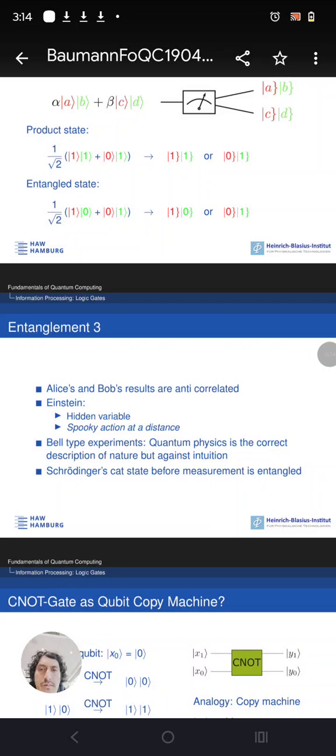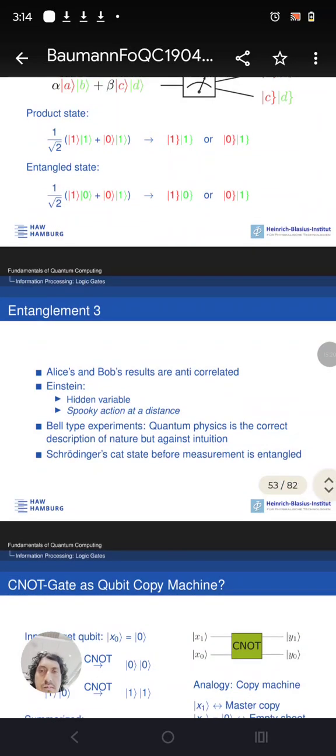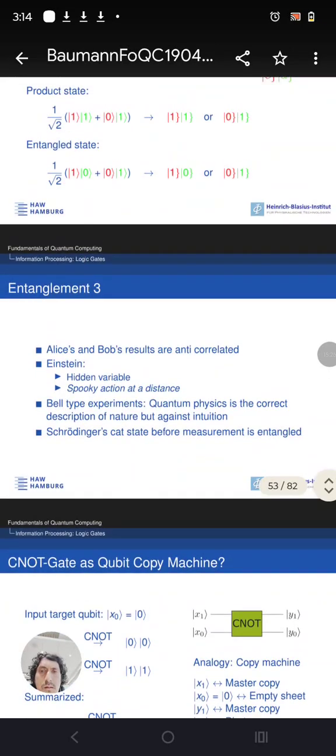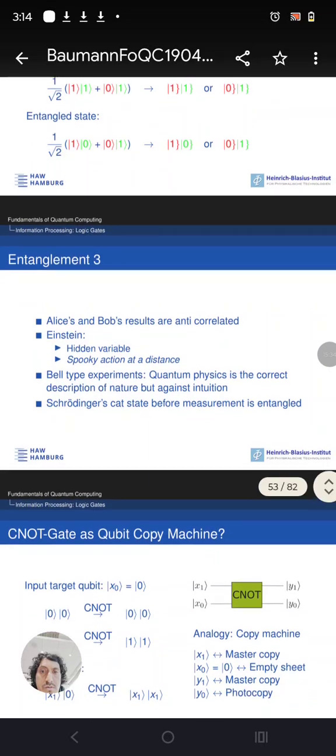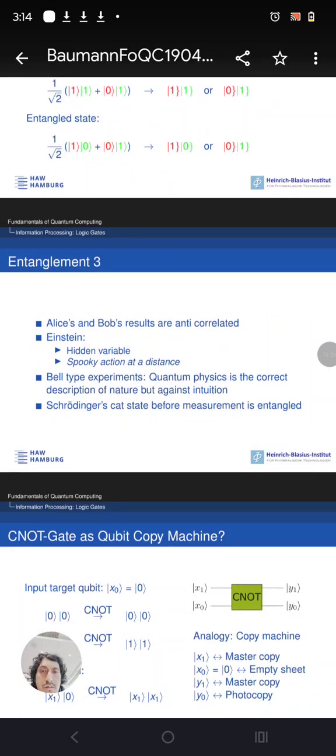Alice and Bob's results are anti-correlated. So Bob gets the opposite. Similar things for Einstein's hidden variable, spooky action at a distance, Bell-type experiments. So quantum physics is the correct description of nature, but against intuition. So the cat state before the measurement is entangled.